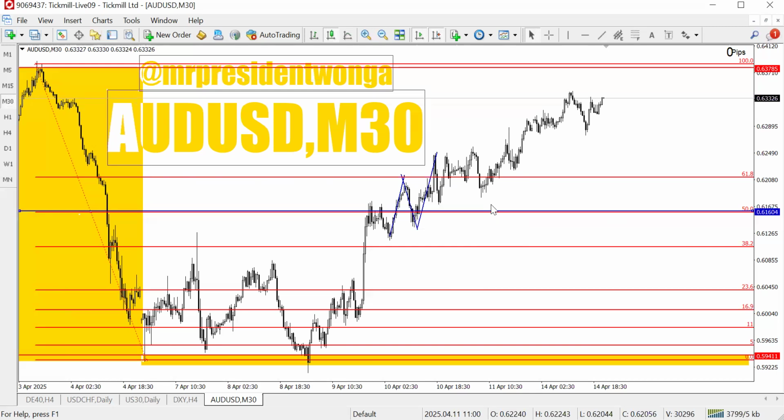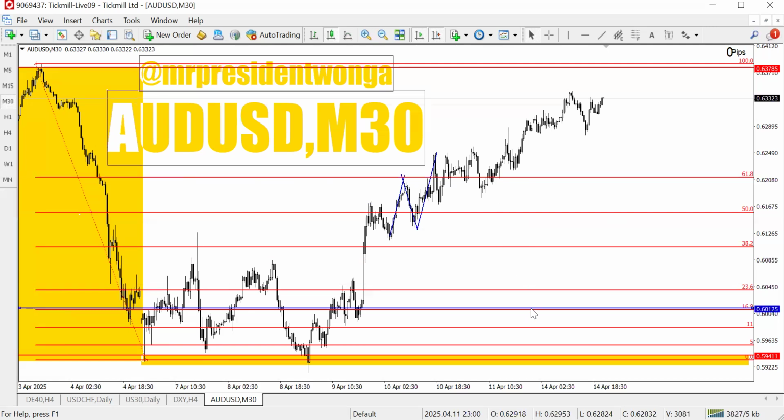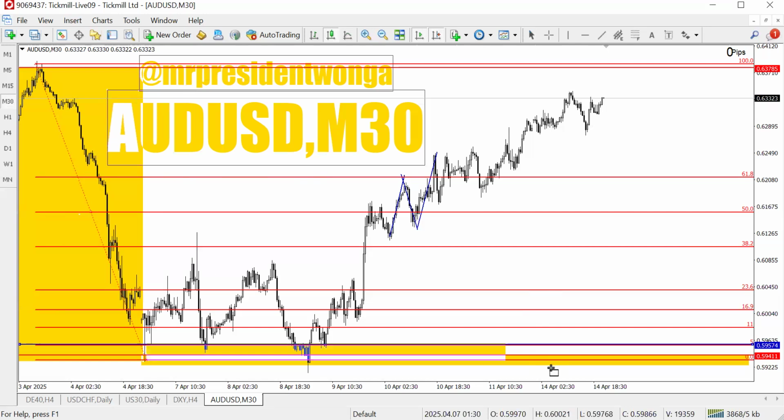This is the 50 level. This is the 61.8 level. And this level here is 16.9, and this level here is 23.6. And this level is the 5th. And you can see if you go and mark using this rectangle, you can see a very nice movement.